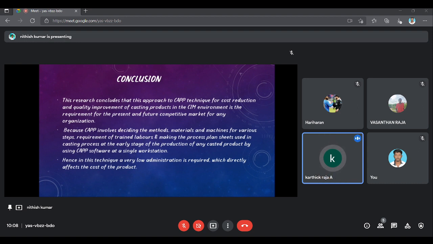Conclusion. The research concludes that this approach to the CAP technique for cost reduction and quality improvement of casting products in a CIM environment is the requirement for the present and future competitive market for any organization. Because CAP involves deciding the methods, materials and machines for the various steps required for the training labor and making the process plan sheet used in the costing process at the early stage of production of any cast product by using CAP software at a single workstation. Hence, in this technique, very low administration is required, which directly affects the cost of the product.